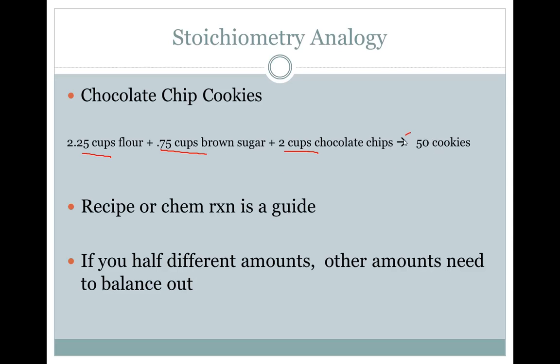to make 50 cookies. Well, if you don't have enough brown sugar, then you have to reduce everything else so that way you can make cookies. Or if you need twice as many, if you need 100 cookies, you need to double everything. So it's always the same ratio. Think of the recipe as a chemical reaction as a guide. If you have different amounts, other amounts need to be balanced out.